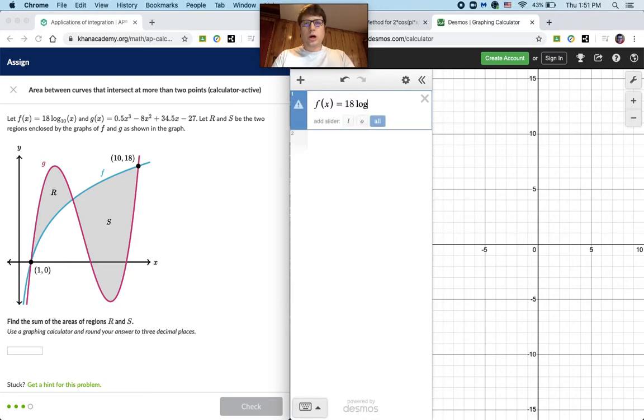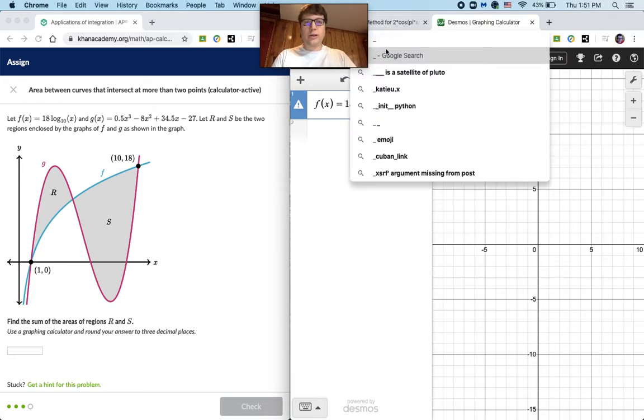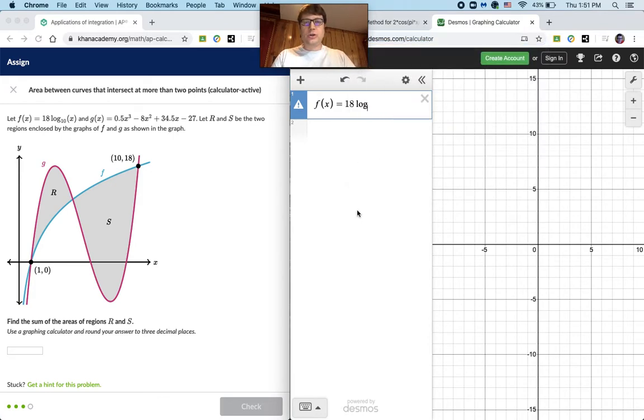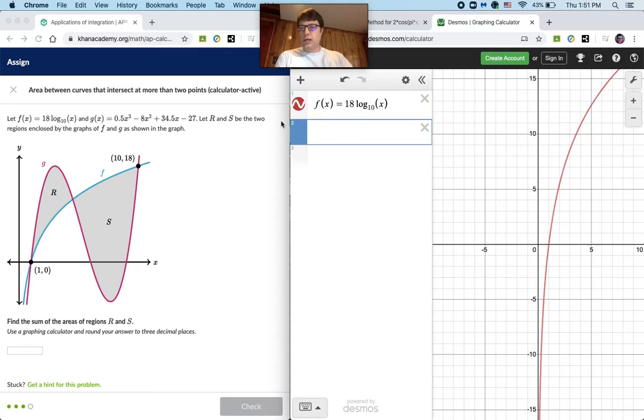You can do log base by doing shift underscore. This symbol, you can kind of see it right there. So shift underscore gives me the base 10 option. And then that's my first function. That's what f of x looks like. Over here it's blue. I'm going to change the colors in a second just to help match what Khan Academy is showing.